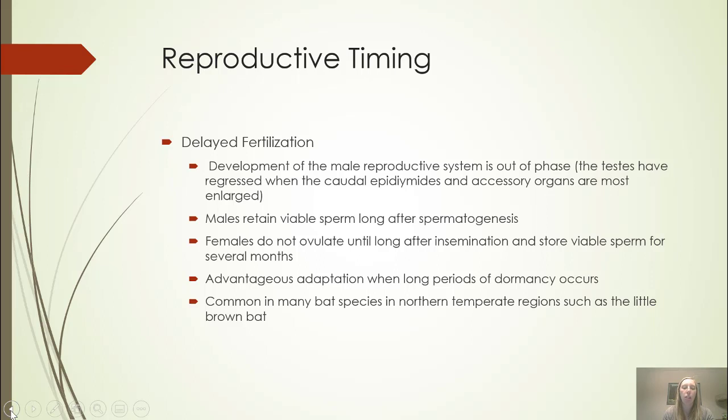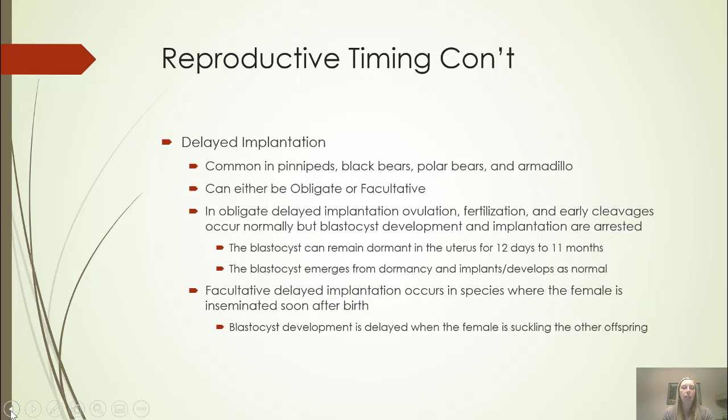So this is common a lot of times in bat species in the northern temperate regions, such as the little brown bat. We'll talk a little bit more about little brown bat hibernation a little later, and you can see why this type of fertilization can be very advantageous to them. Next is delayed implantation. This is common in pinnipeds, black bears, polar bears, and an armadillo species. So it can be obligate or facultative.